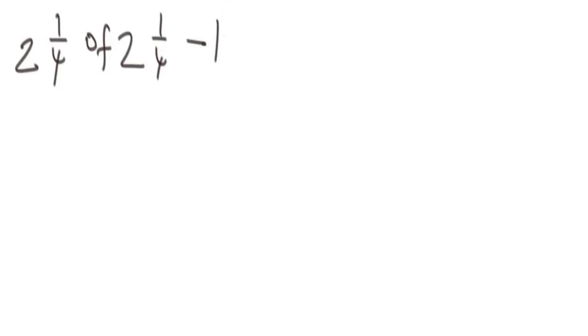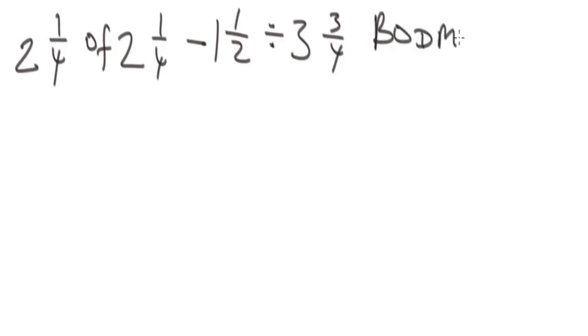Okay, let's say we are given this: 2 and 1 over 4 of 2 and 1 over 4, minus 1 and 1 over 2 divided by 3 and 3 over 4. We have to simplify this fraction. So we are going to apply BODMAS. Okay, so there are no brackets. That means we're going to begin with O, which is of.